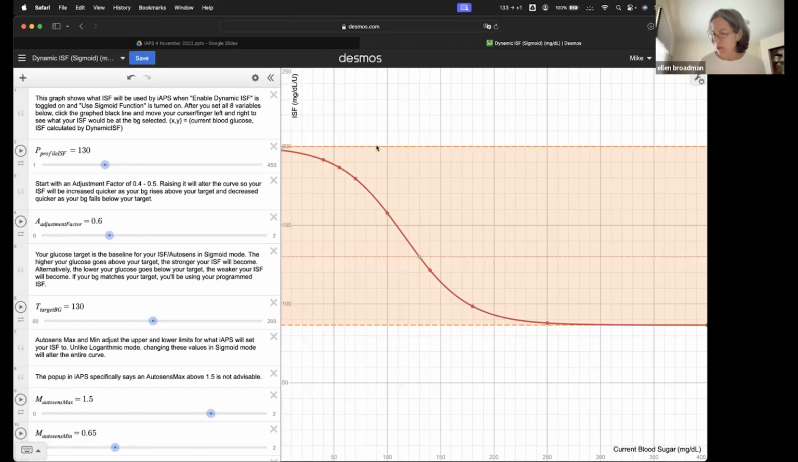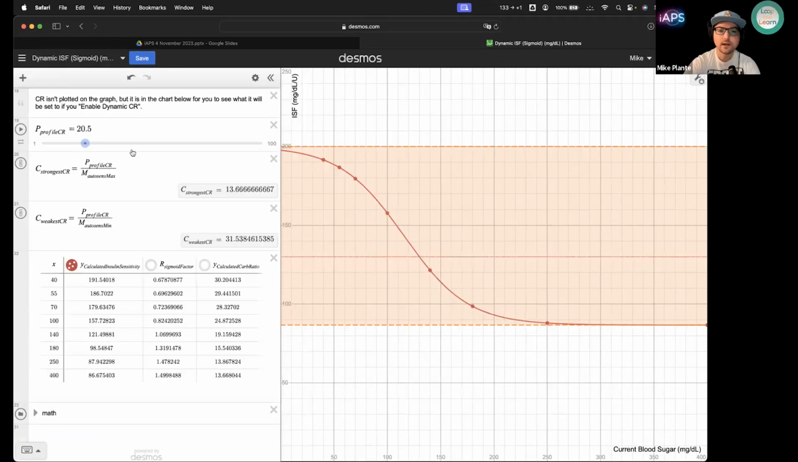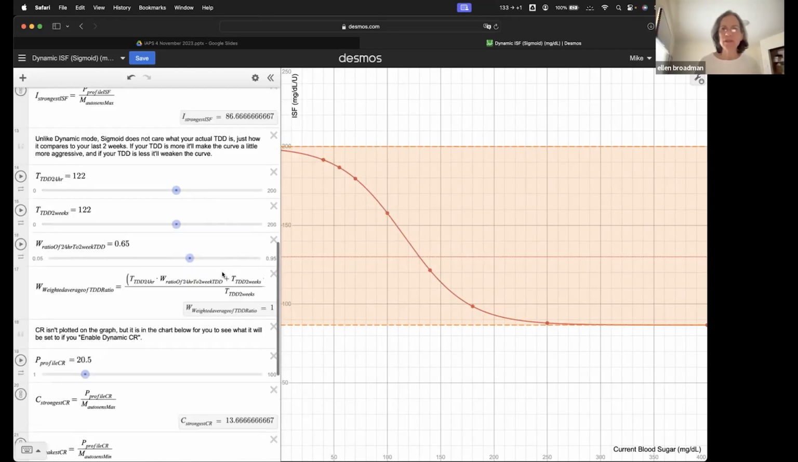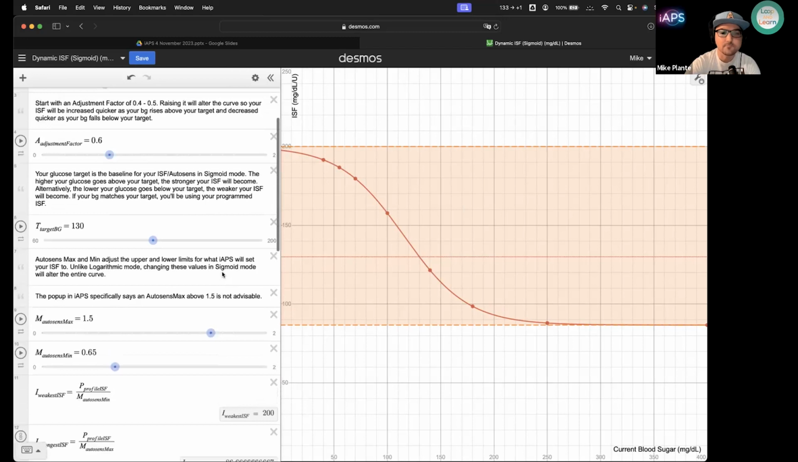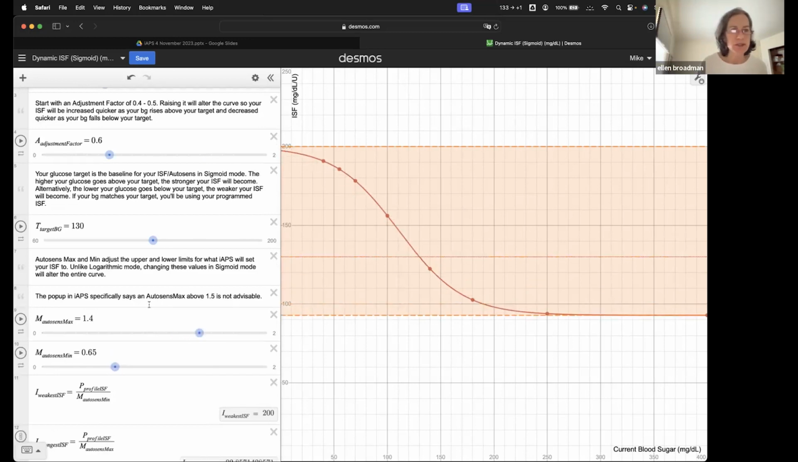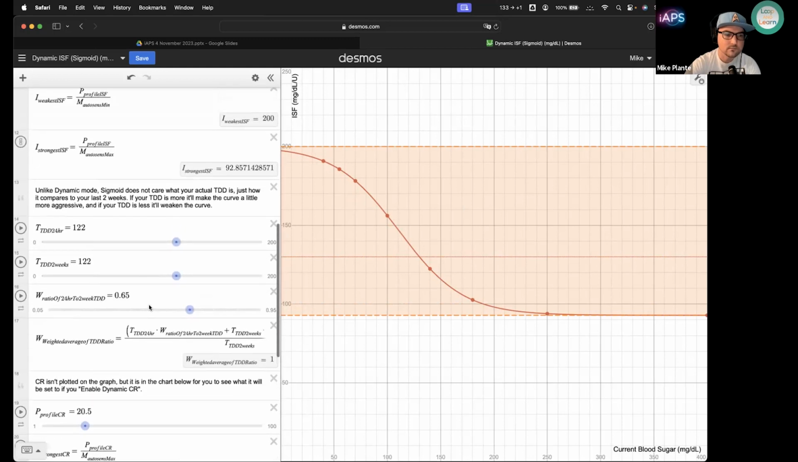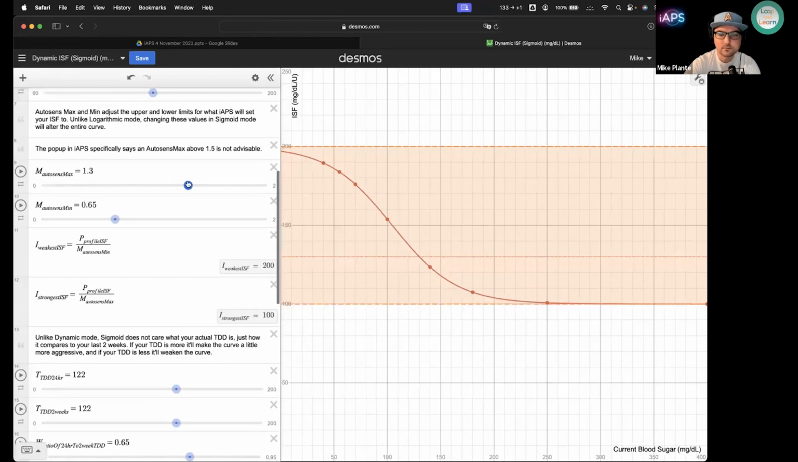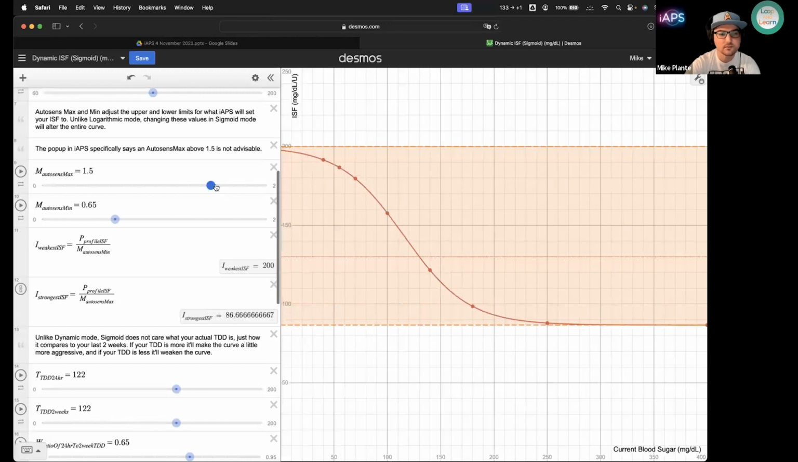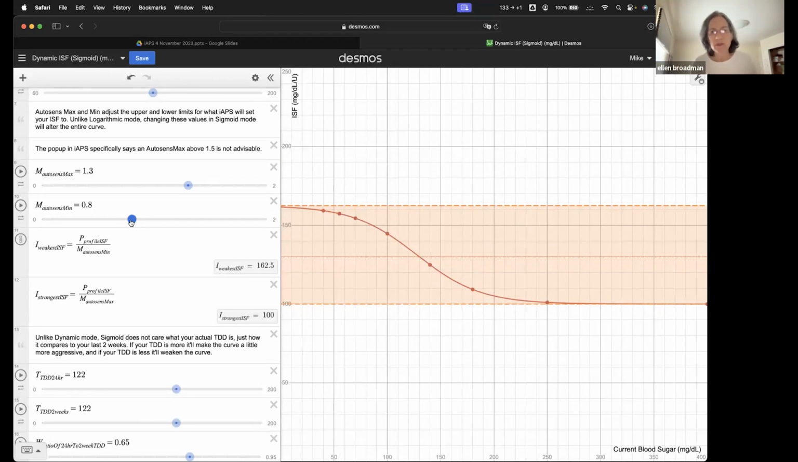Mike, I noticed that when you lowered the Autosense min, it had an impact even at the higher blood glucose levels. Oh, yeah, that was an interesting thing I noticed with the graphs. So that's something else to think about as you adjust them. Even if you adjust the min or the max, it's still going to affect the min up here. So you really have to look at them together.